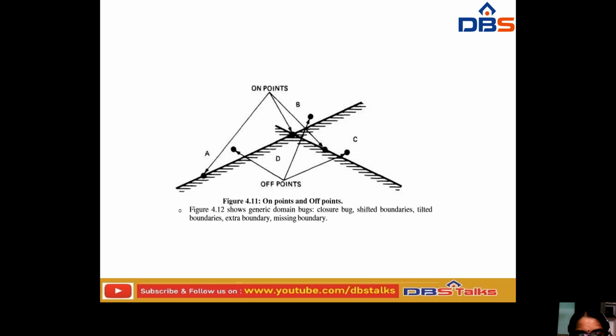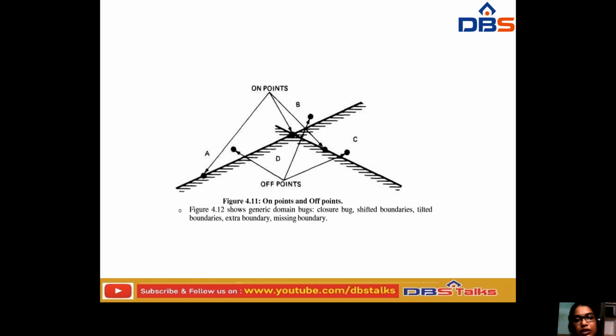See, it is showing the domain bugs and the closure bug, and the shifted boundaries, tilted boundaries, extra boundaries. What are the tilted boundaries? What are the extra boundaries? And what are the missing boundaries? Here it is showing that.